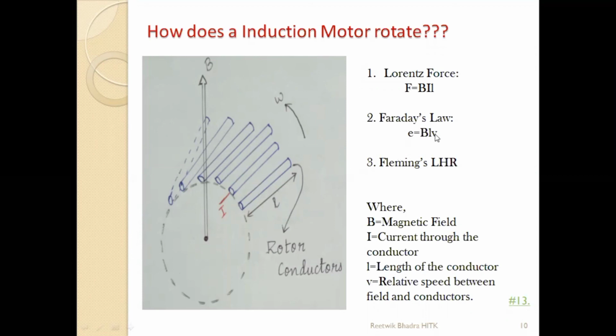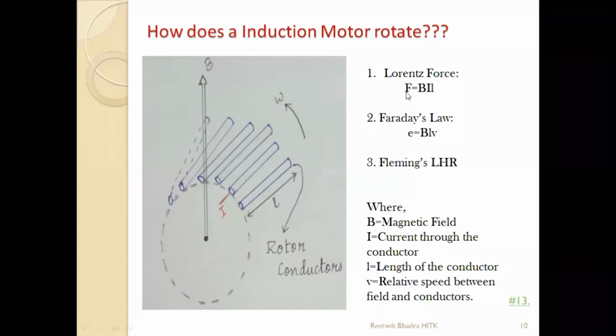If there is no relative speed V, there is also one question that comes: what happens if there is no relative speed, or if this B and this conductor rotate at the same speed? Okay, there will be no relative speed, then V will be 0. Then E will also be 0. If E is 0, there will be no current. If no current, there will be force 0. If force is 0, no torque will be there. No torque, that means conductors will not rotate.